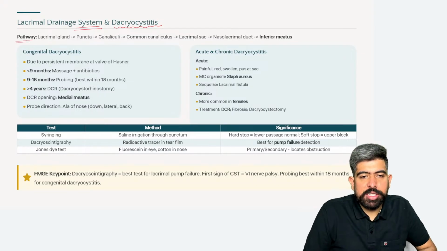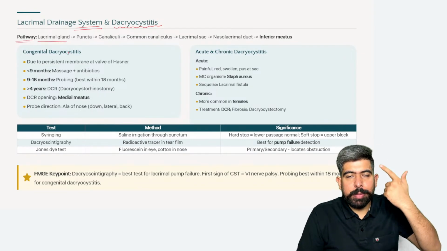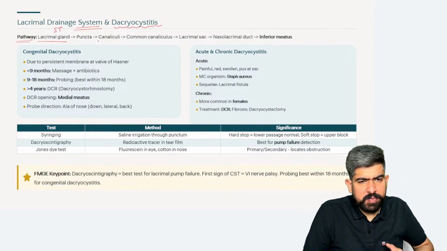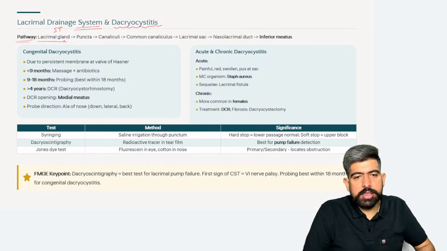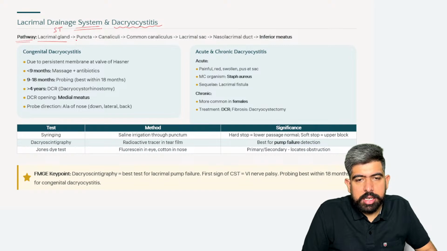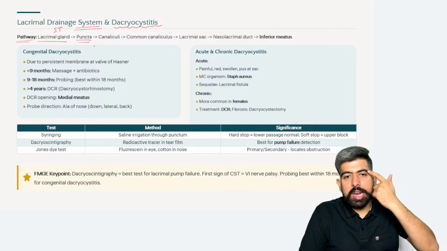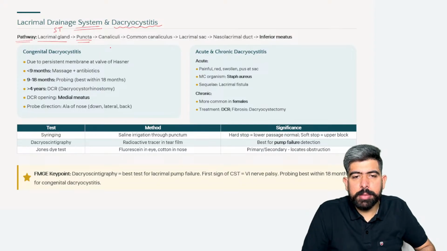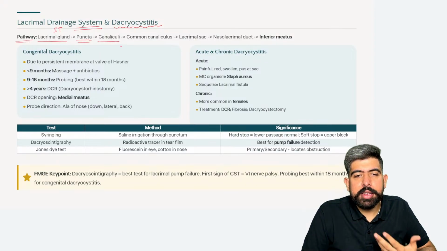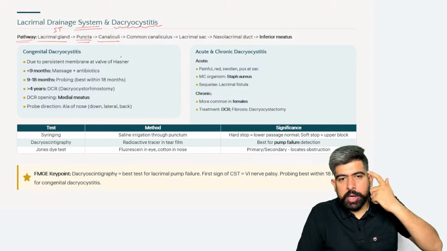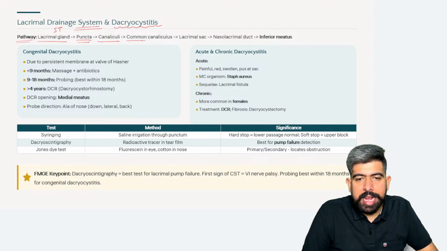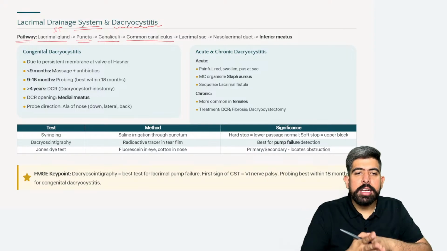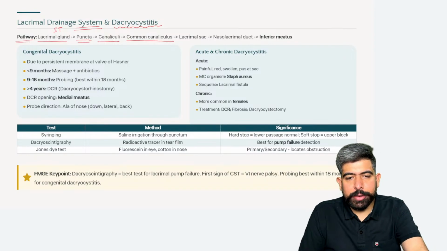The pathway of the lacrimal system: first, the lacrimal gland, which is in the superior temporal part. I'm writing the short form here, superior temporal part. The lacrimal gland gives the secretion, which passes across the whole eye, forming the aqueous layer of the tear film, and comes to the punctum. After the punctum, it comes to the canaliculi, upper canaliculus and lower canaliculus, two canaliculi. Upper and lower join together and make the common canaliculus.